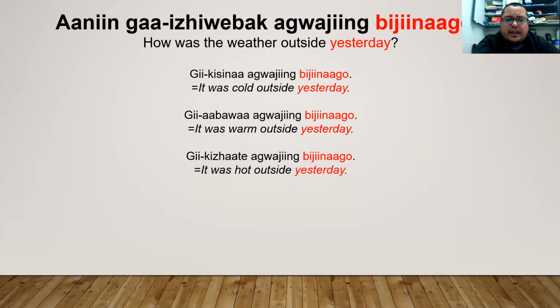Gi kijate agwajing bijinago. It was hot outside yesterday. And notice we have consonant vowel change, G to K, from gijate to kijate. Similar, close. If you say it fast enough, they both sound the same. Gi kijate agwajing bijinago. It was hot outside yesterday.